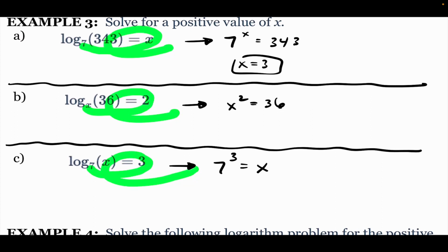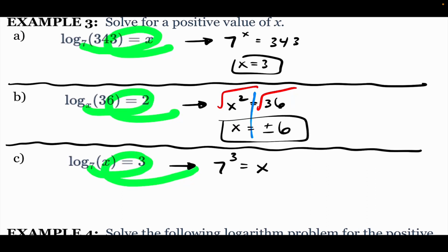B, it's not a missing power. I know the power, it's 2. It's a missing base. What base? Well, we just talked about this earlier, right? You want to solve? Take the square root of both sides. You get a positive and a negative 6. So this one we get 2 answers. Either one of those answers will work.